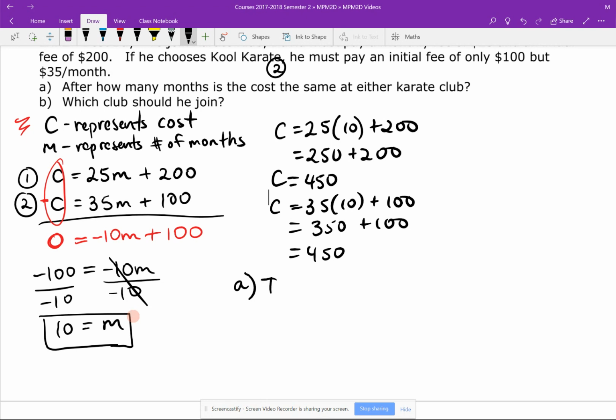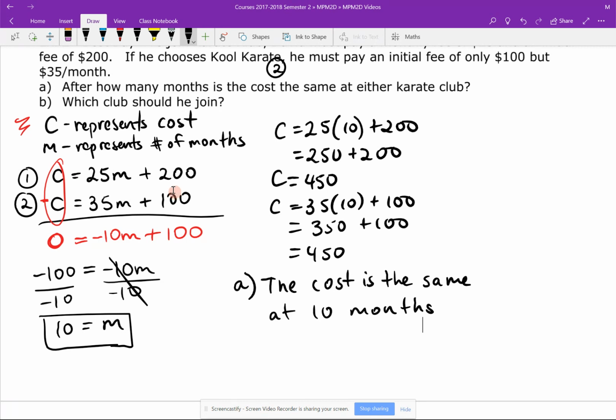So for part A, the cost is the same at 10 months. Now, which club should you join? Well, one club is cheaper than the other if your membership is only going to be less than 10 months, and the other one's more expensive. So it depends on how many months he wants to be a member.